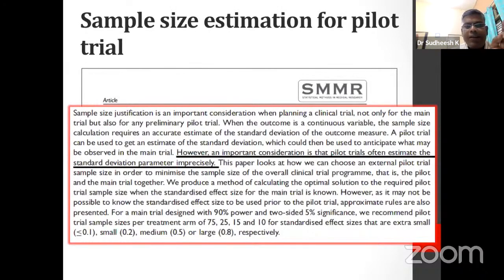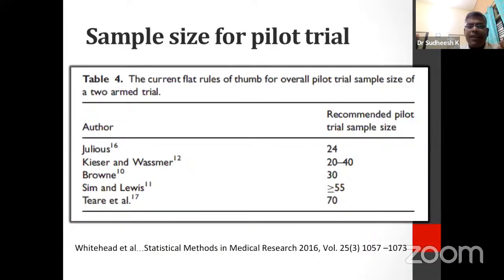Whenever you do a pilot study, one important consideration you have to keep in mind is that pilot trials often estimate the standard deviation parameter imprecisely, and therefore certain correction parameters have to be applied before you calculate the final sample size. Many times the next question which comes is, how do you calculate a sample size for a pilot trial? Till now, there is no evidence which says that you have to calculate a sample size for a pilot trial unless it is incorporated within the main study. So as a rule of thumb, most of the articles say that you can enroll anywhere between 10 to 70 patients as a pilot trial sample.